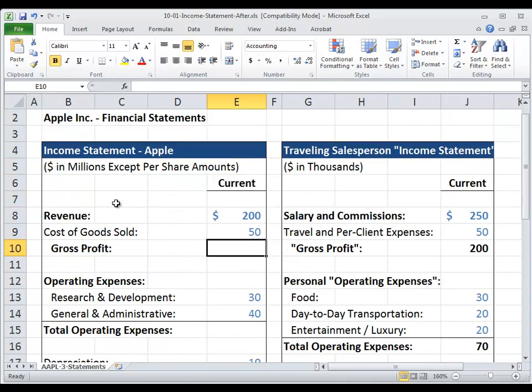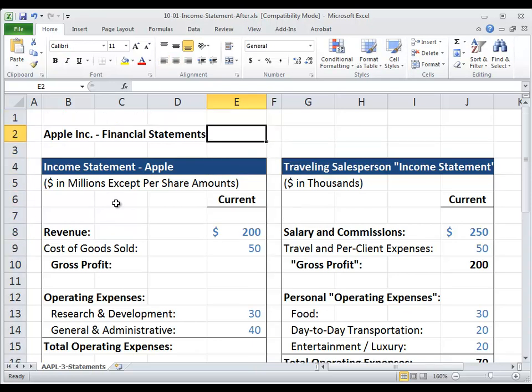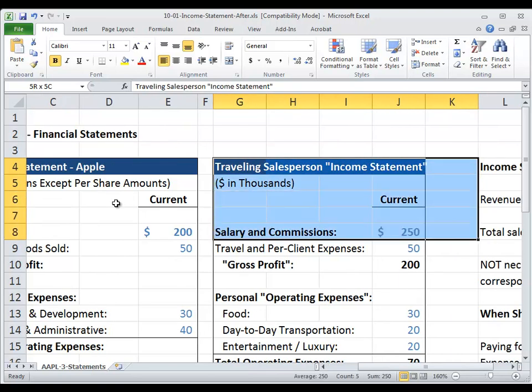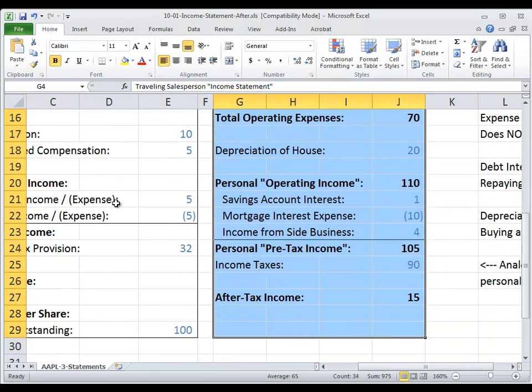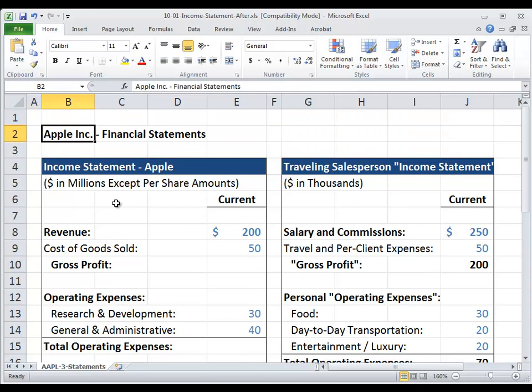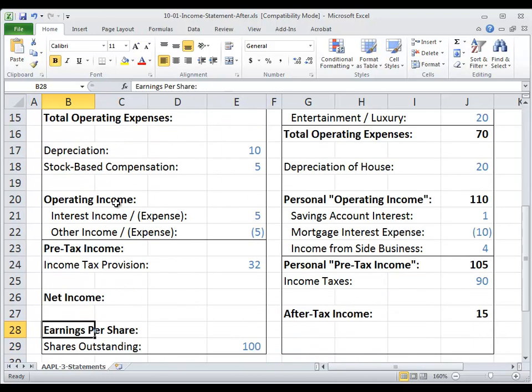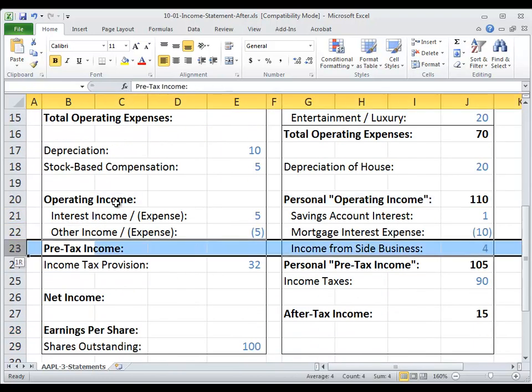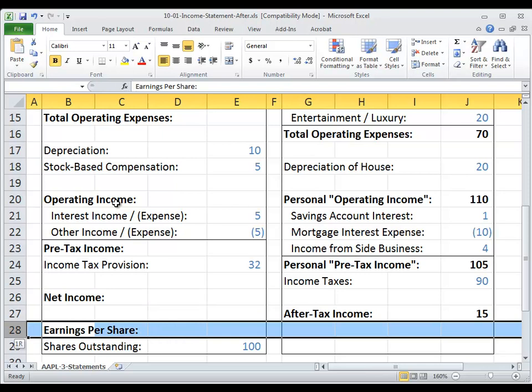For your exercise now, what I want you to do is go through this and fill out the income statement for Apple here. I already have the traveling salesperson income statement filled out over here on the right-hand side. What I want you to do is to go over to Apple's income statement and fill out all these formulas. So get to their gross profit, their total operating expenses, then get to their operating income, their pre-tax income, net income, and then finally earnings per share.